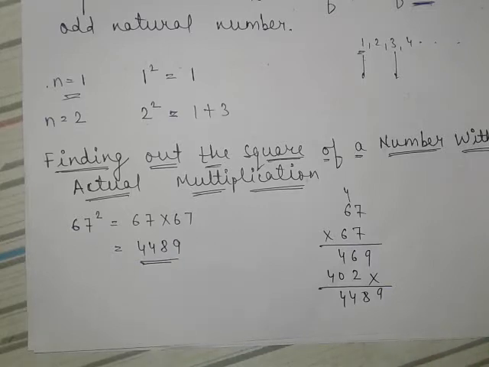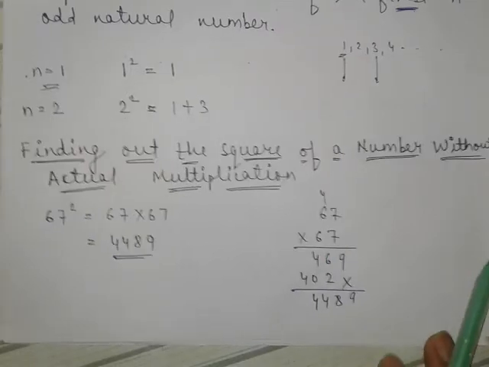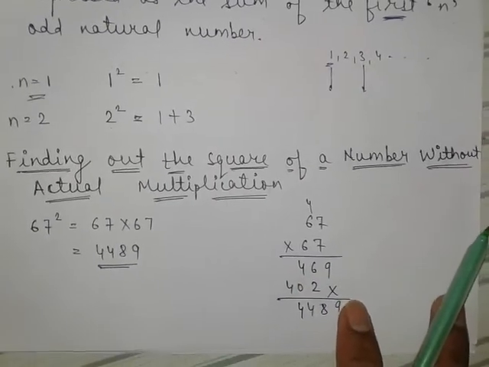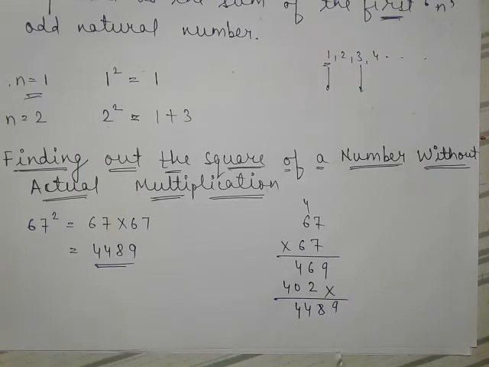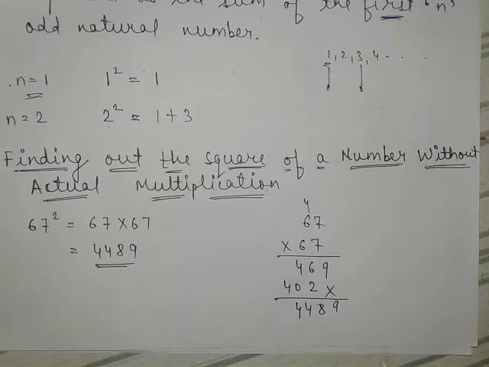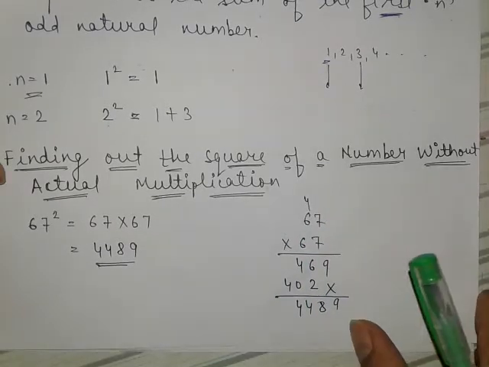Okay, now we will discuss a method in which you don't have to multiply like this. This is what we call the actual multiplication. The method we will be learning today does not require this kind of multiplication. So to start with, we have taken the example of 67, and we will continue with it.